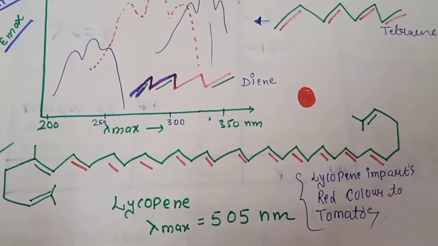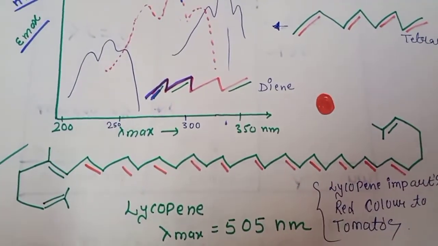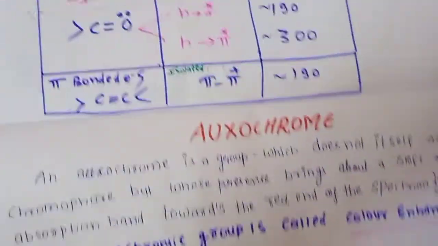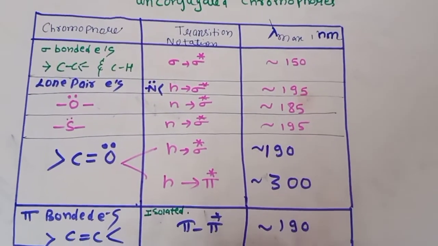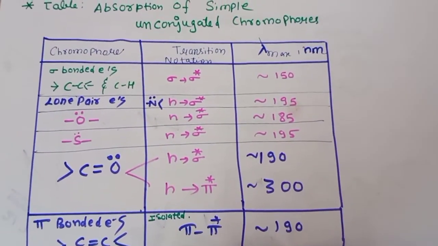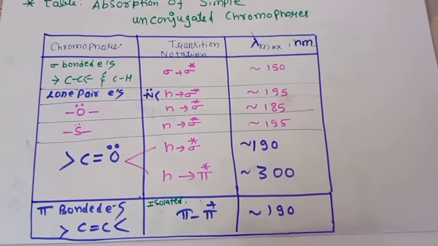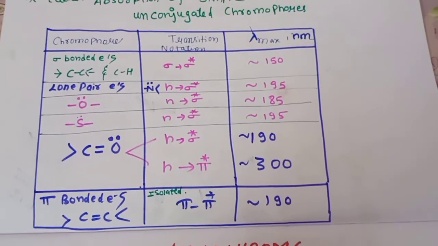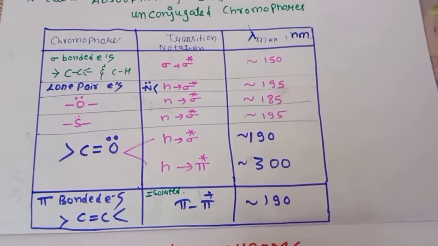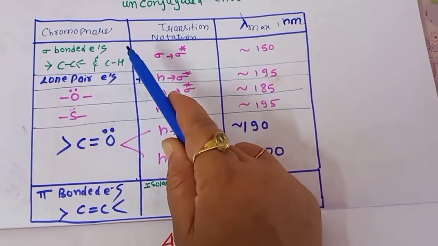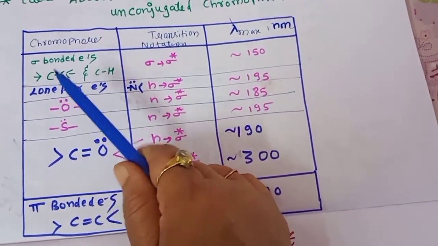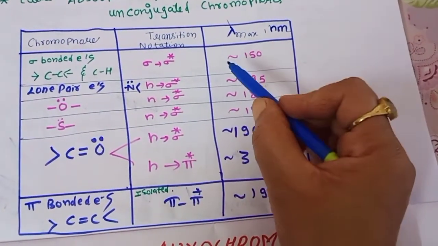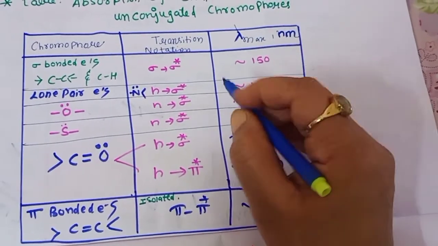Similarly, if we look at the colors of the different vitamins and all, they also have some double bonds in conjugation. So now this is for the chromophore, and you can see these are some groups showing the values here. Which type of transition will take place, and the absorption maximum values in nanometers. So these are some unconjugated chromophores. The sigma bonded electrons in generally saturated compounds undergo the sigma to sigma star transition, which takes place at approximately 150 nanometer.